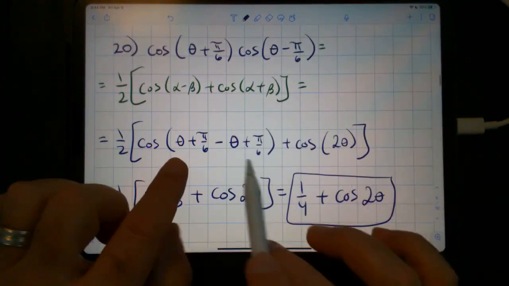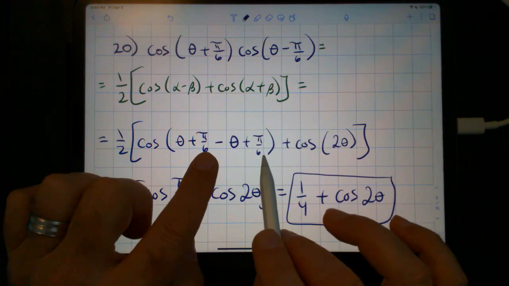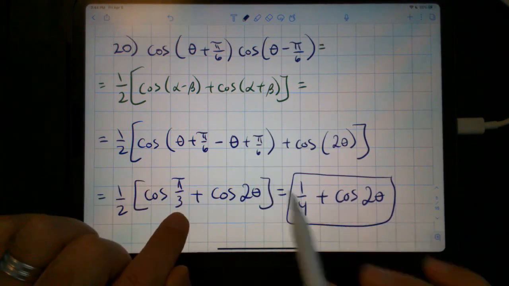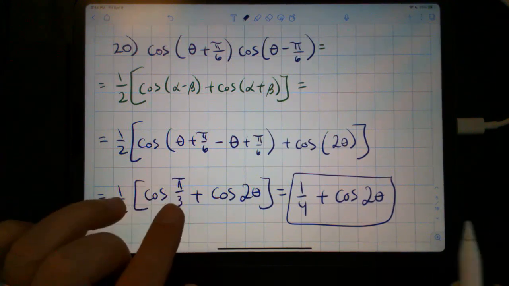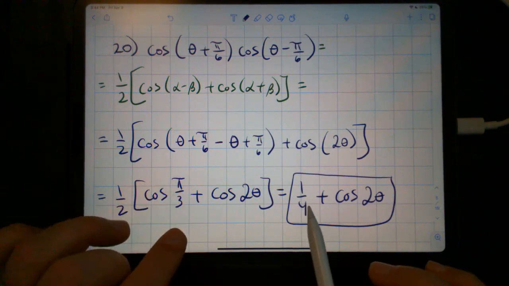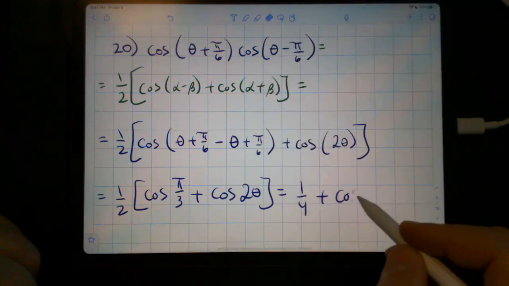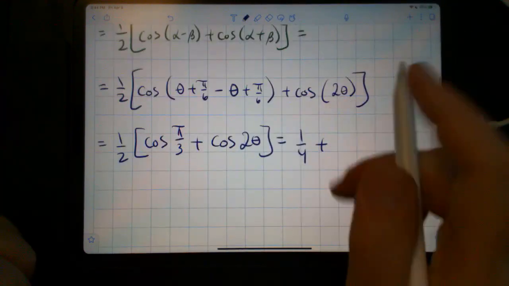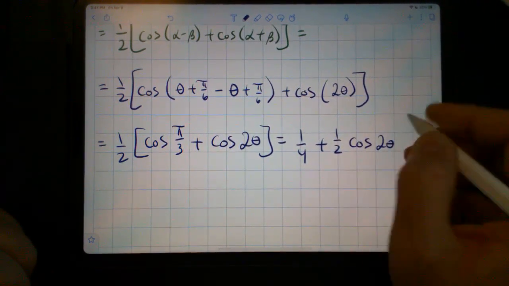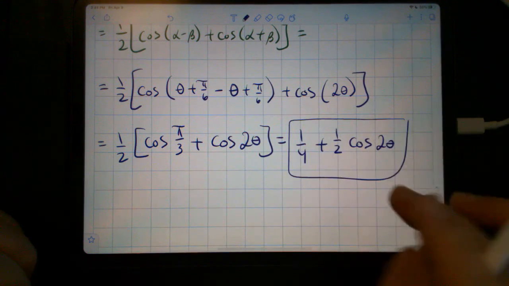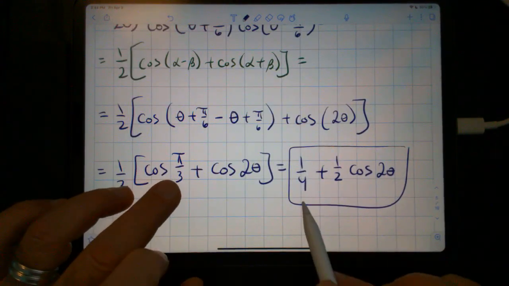Okay, and here theta minus theta is 0. So we have 2 pi over 6, which is pi over 3. Cosine of pi over 3 is 1/2. So this gives us 1/4 plus 1/2 times cosine of 2 theta, when I distribute that 1/2.